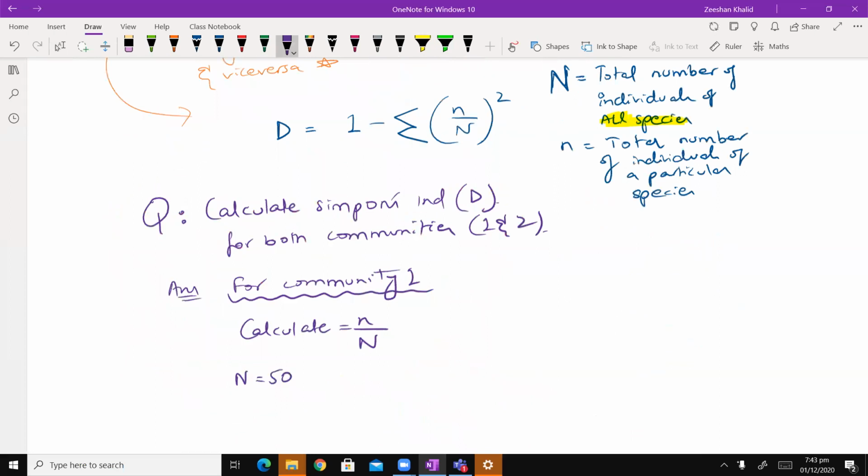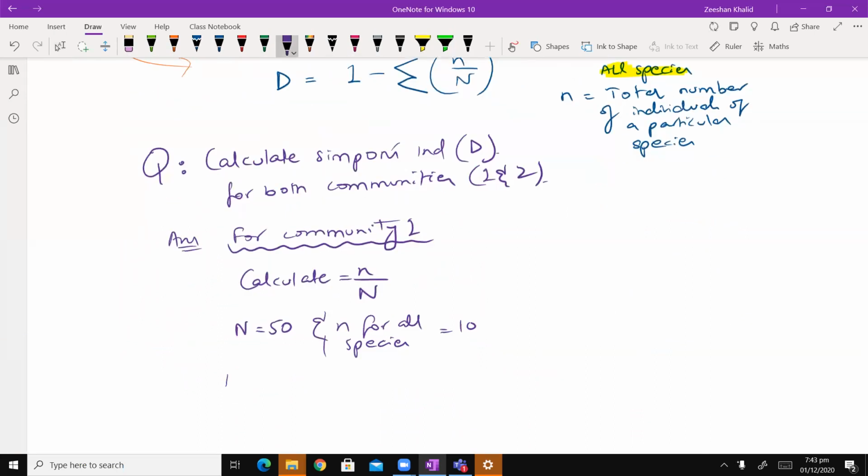And then N, we know for all species was 10. All of them were 10 in number. So therefore, for each species, small n over capital N equals 10 over 50. If these were different numbers, we would have written it differently for each species. But since it's the same for everything, that's basically what small n over capital N would look like.